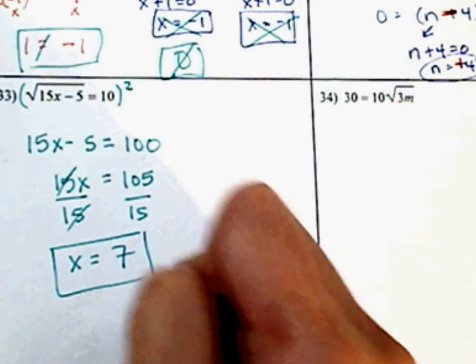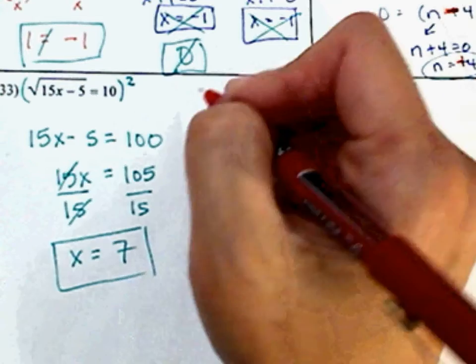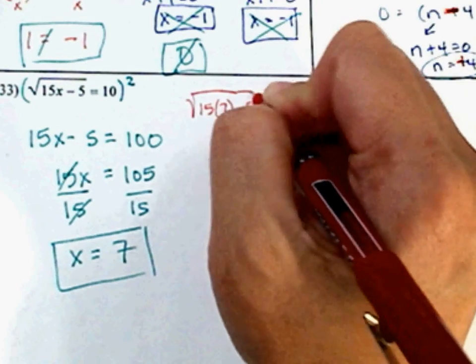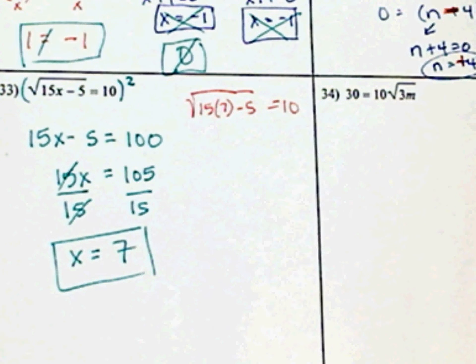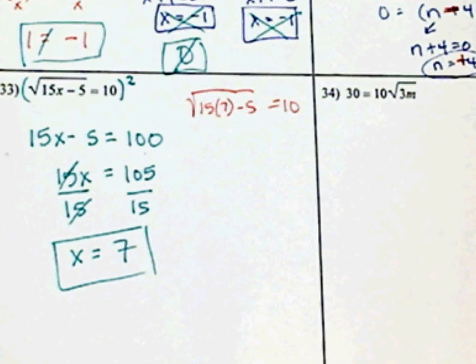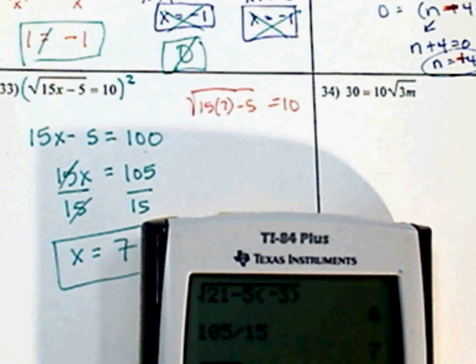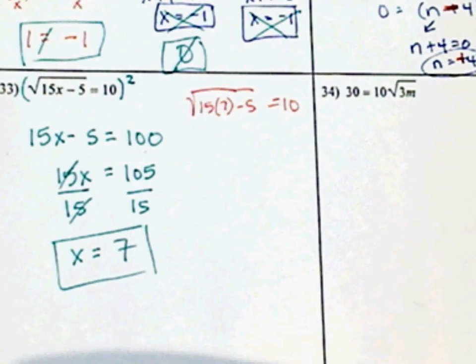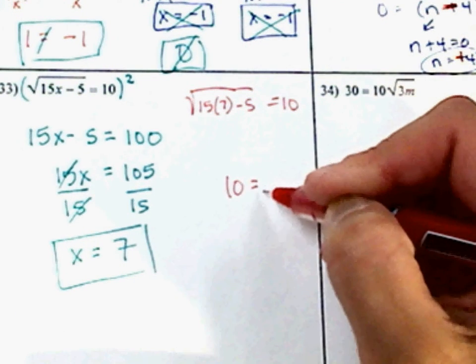Check your work. Go back to your original. Square root 15 times 7 minus 5 is equal to 10. There you go. All right. So is 10 equal to 10? Yep, so that one is correct.